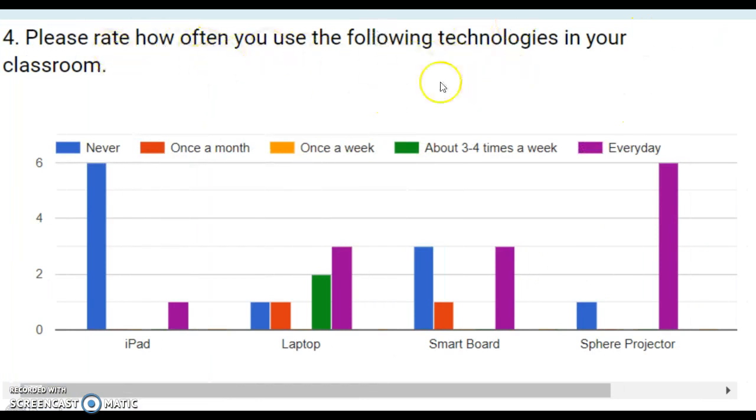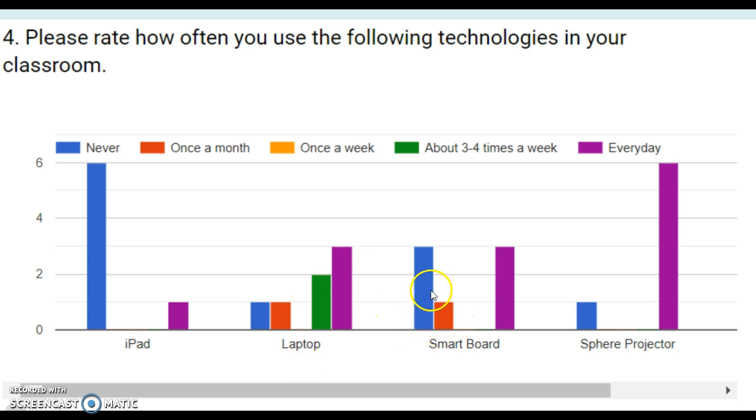And then, rate how often you use the following technologies in your classroom. According to the data, some people have never used the iPad, which is what mostly no one used. There is one person who used the iPad every day. There's one person who has never used a laptop, and another one who uses it once a month. I believe this is, of course, if it's in elementary, probably because you have to rotate those laptops around, because I know I've been in that situation before. There were 2 people who responded that they used it about 3 to 4 times a week, and 3 people said every day for the laptop.